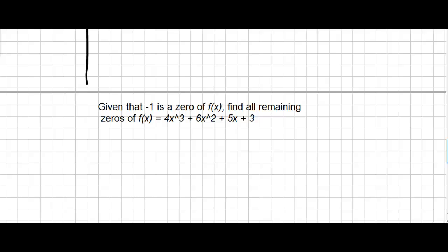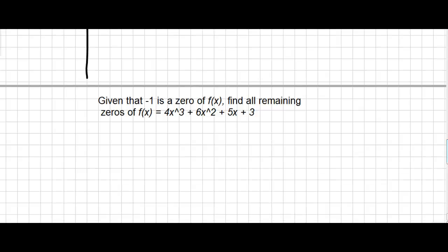We've got one last problem to try. If they tell you that negative 1 is a 0, find all the others, and then they give you a polynomial. So we have a 0 that they're given to us, so let's turn that into a factor. Remember that zeros and factors are always opposite of each other. So if negative 1 is a 0, x plus 1 is going to be a factor. I'm going to take that factor and divide it into the polynomial that I'm working with.